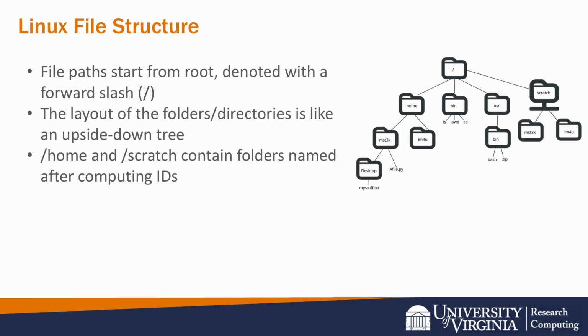Within the root are folders such as Home and Scratch, which contain folders named after the computing IDs of active users on the cluster. Your computing ID within Home leads to your Home folder. To navigate to your Scratch folder from there, you follow a similar path but go backwards in the file tree, from your computing ID to Home to root, and then over to Scratch, and then your computing ID. Everything within there is your personal Scratch folder. It's important to note that the Home and Scratch folders are connected only through the root.